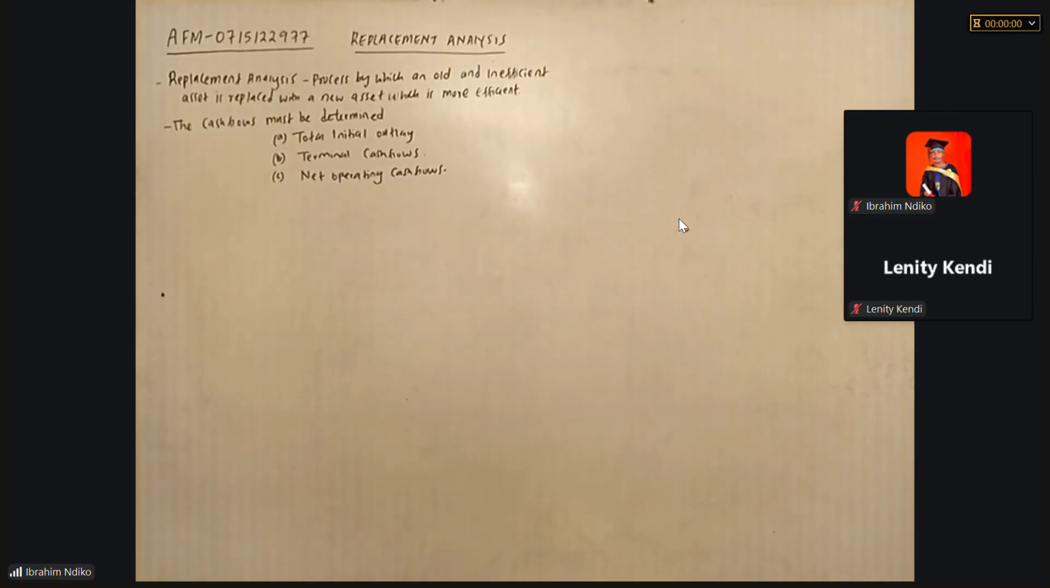Now, I will give you two items for determining terminal cash flow. One, where we are doing replacement, and number two, in the case where we are not doing replacement. So you need to know how to determine both. In the case we are replacing a machine, or in the case where we are just buying a new machine. So let us start in the case where we are replacing.